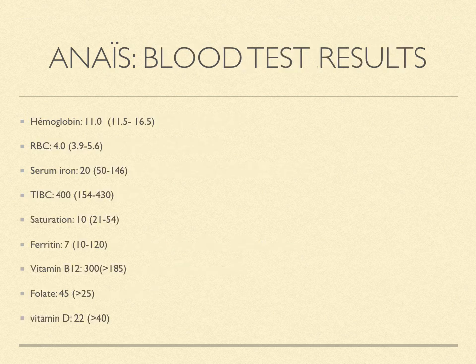So she does the blood work. This is what it looks like. Hemoglobin on the low side, serum iron definitely too low, total iron binding capacity high, percent iron saturation low, ferritin very low. So an iron deficiency anemia picture.